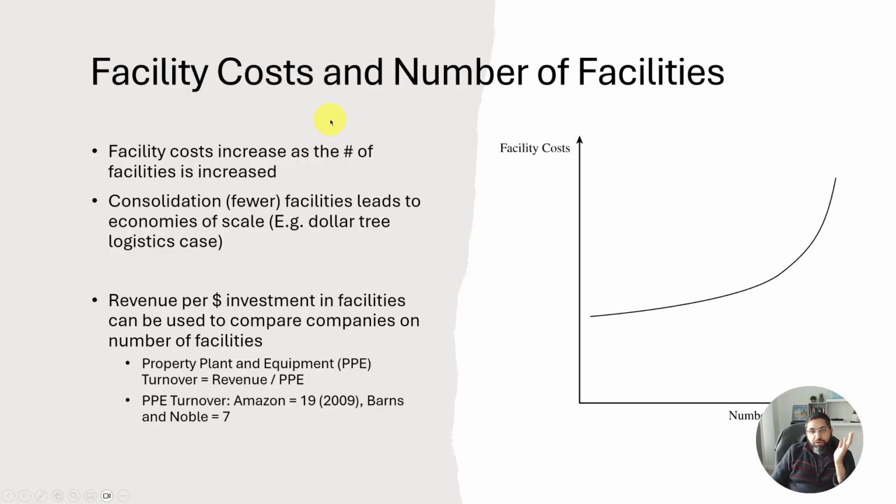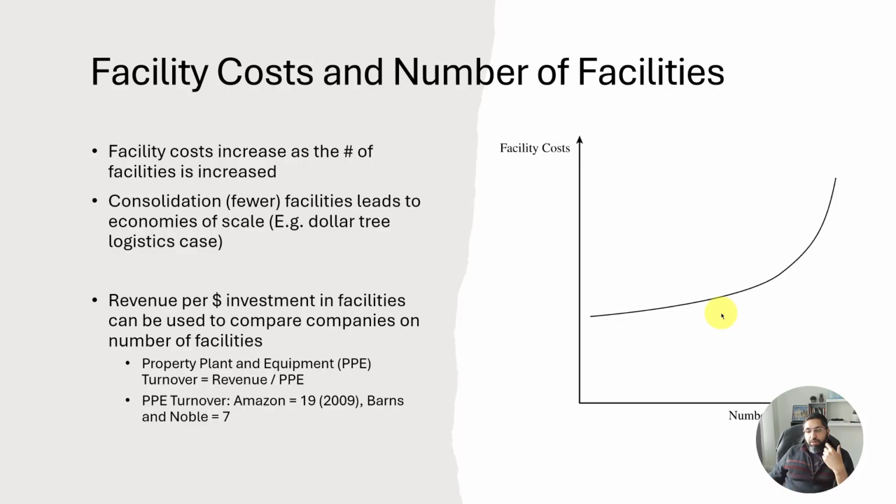Now, this is really easy to understand. Facility cost with number of facilities. The more facilities you have, the more facility costs you'll have. Because even if two facilities are half the size each, compared to one mega facility, the two smaller facilities, which each have half the volume of the bigger facility, are going to be more expensive to run than one large facility.